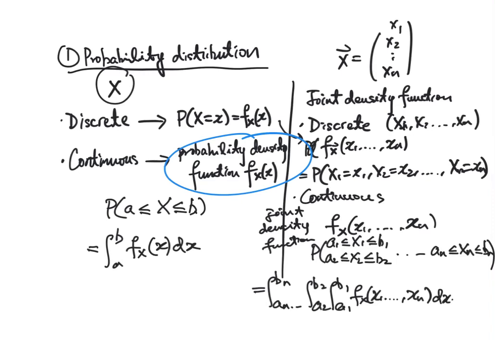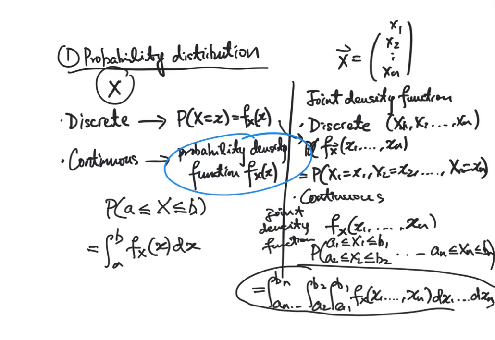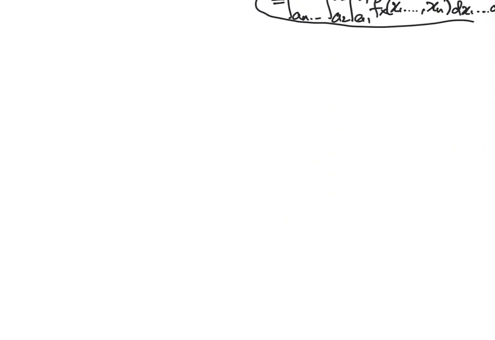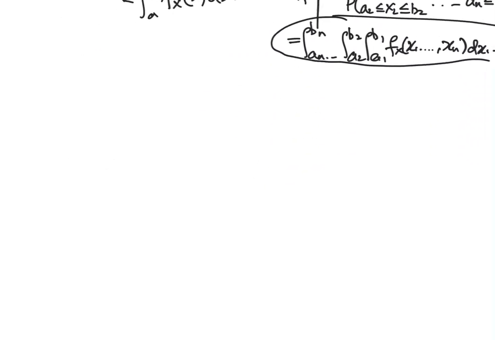Okay, and then ds1 ... dsn. Okay, so this is how we get the probability by doing this multiple integral. Now, just to give you a little bit of an example on this.